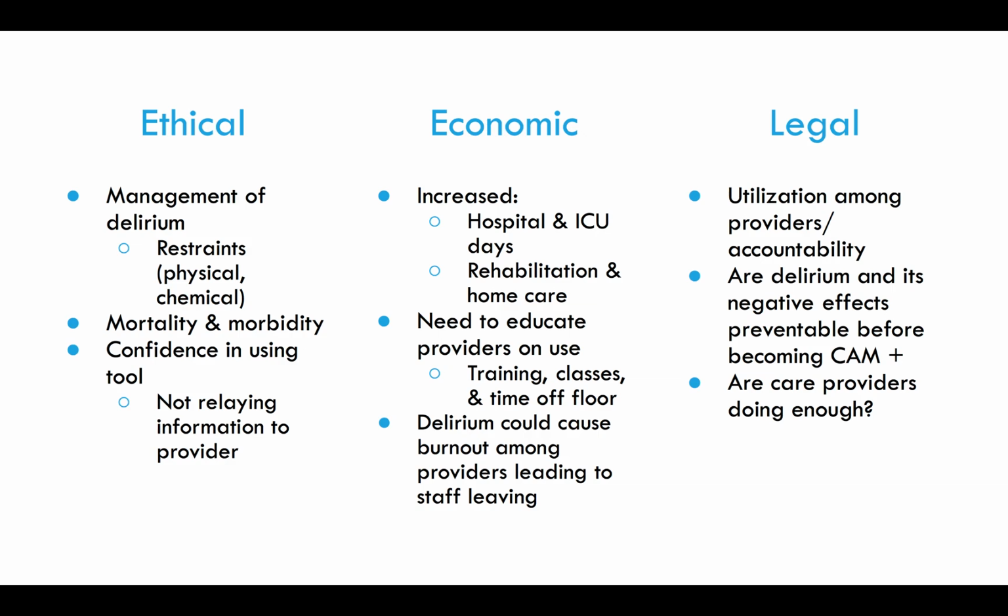Providers need to be accountable for using the CAM-ICU and obviously having interventions after that, because if nobody's doing anything about the ICU delirium, then this could cause legal repercussions for facilities and providers. And the next two are: is delirium and its negative effects preventable before becoming CAM positive, and are care providers doing enough? So this could also be another legal issue. They may see delirium as a completely preventable disease, and if patients are becoming CAM positive, why weren't proper interventions put in place? And is there anything more that the care provider could have done here?